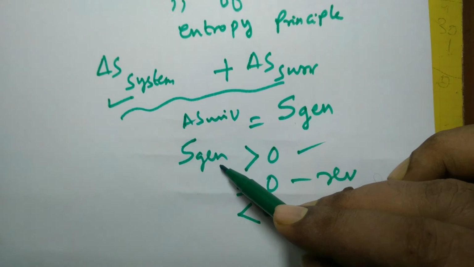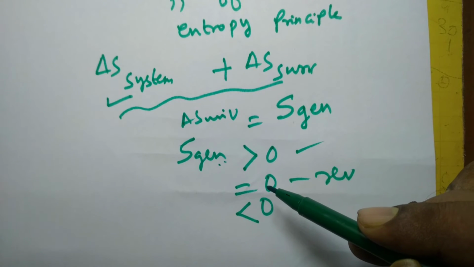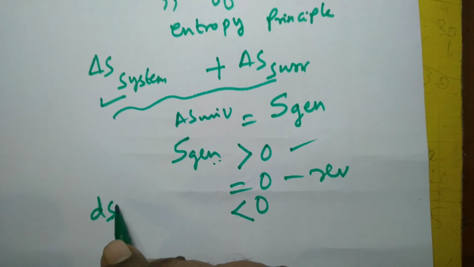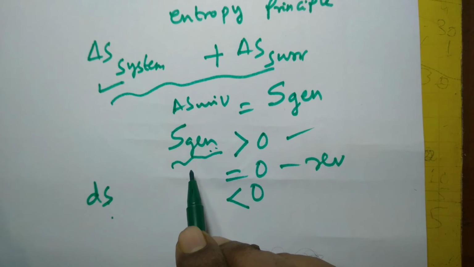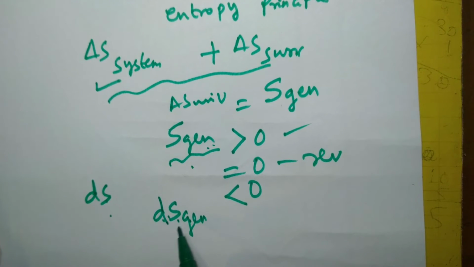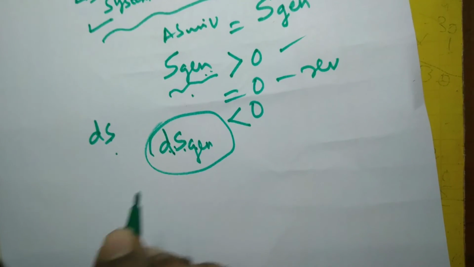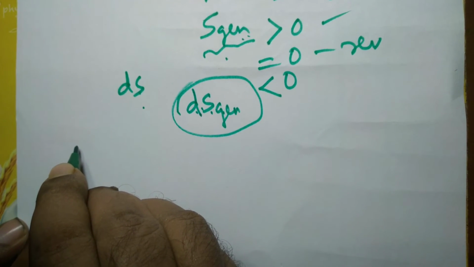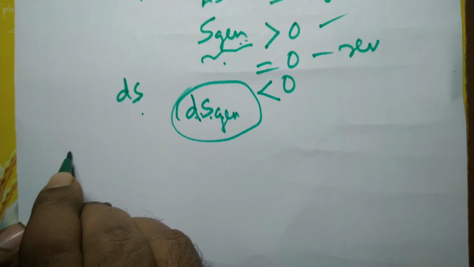Of course entropy generation is a path function, but entropy change is a point function, an exact differential. ds is an exact differential. We have already discussed that entropy is a property, but entropy generation is a path function, an inexact differential. If you calculate ds gen, it will be an inexact differential. Something more about this entropy principle: what results can we derive from it?